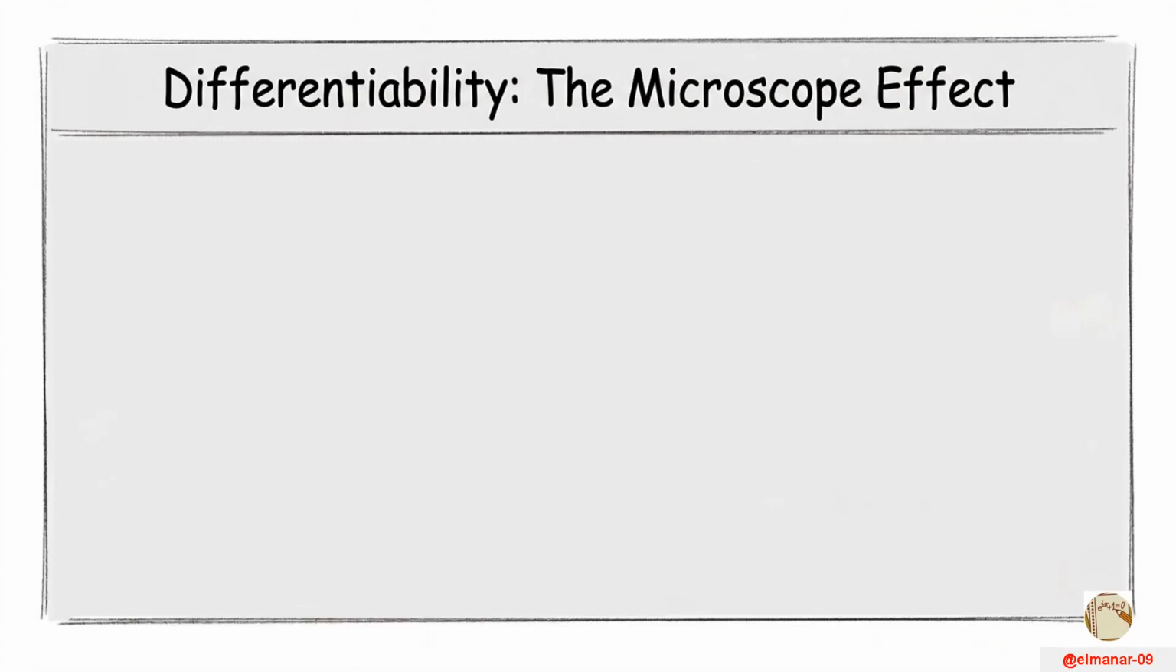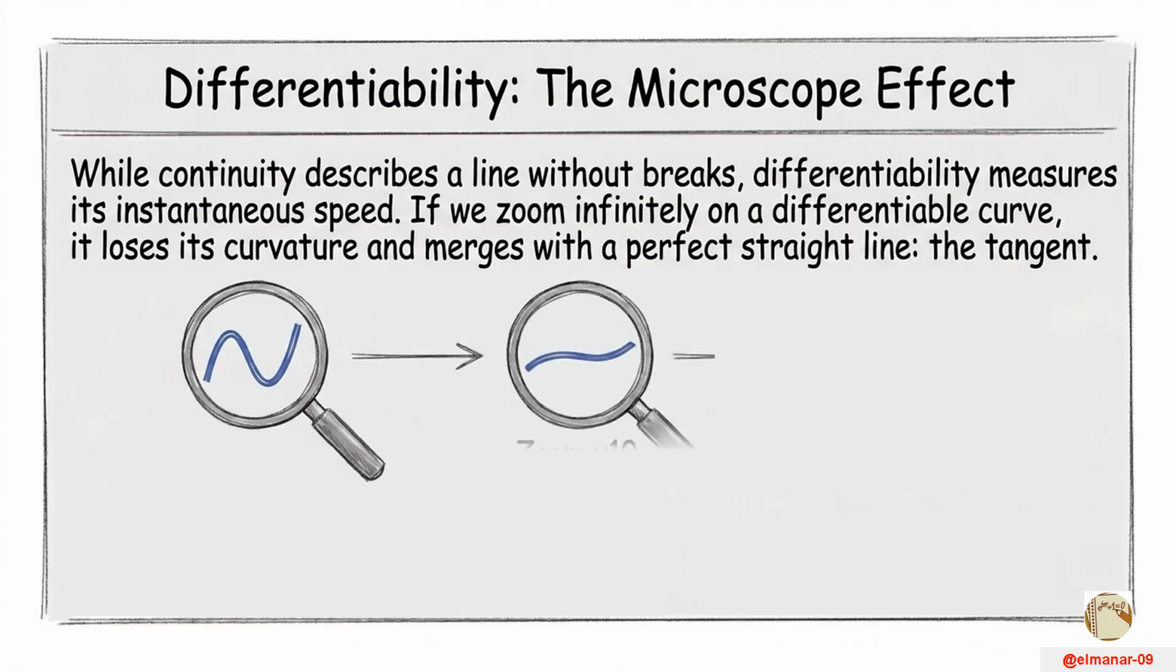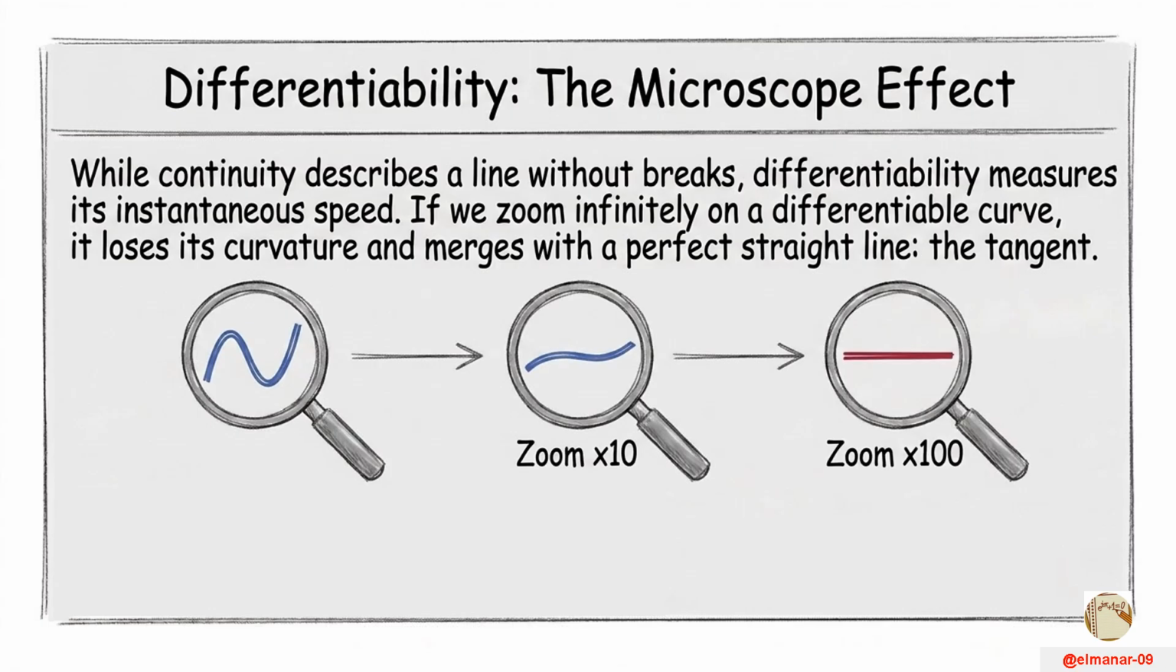Welcome to the microscope effect. While continuity tells us a line has no breaks, differentiability tells us how fast things are changing at a specific moment. Imagine zooming in infinitely on a differentiable curve. As you zoom in, first 10 times, then 100 times, the curve loses its curvature and starts to look like a perfect straight line. That line is called the tangent.